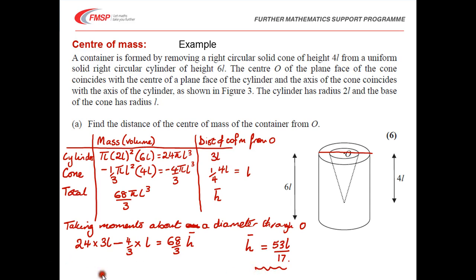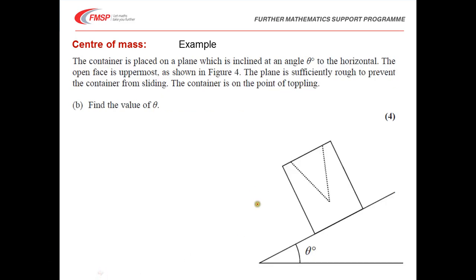Okay, we're going to go on to the second part of this same question. So we're now going on to the hanging and toppling topic. We have the container placed on a plane, which is at an angle of theta to the horizontal, open face uppermost, as shown, and the plane is nice and rough, so it's not going to slip down the slope, but it is on the point of toppling over. Again, if you want to work through this question yourself, please do pause at this point.